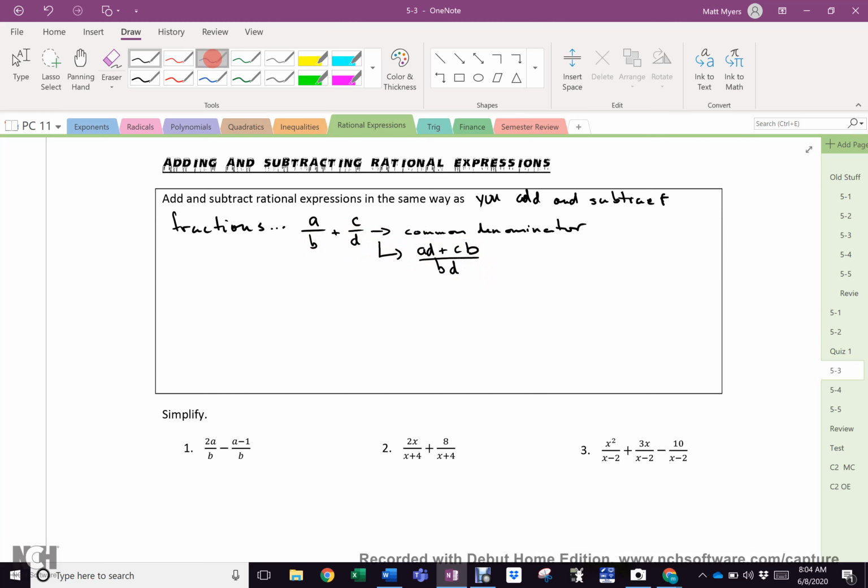Now, to show you that with numbers, 2/3 plus 3/5. I know it's going to be over 3 times 5. And this had the 3. I need a 3 and a 5 in the denominator. It's got 3, so it needs 5. And this guy's got 5, so this guy needs 3. And I end up with 10 plus 9 over 15, which is 19/15.